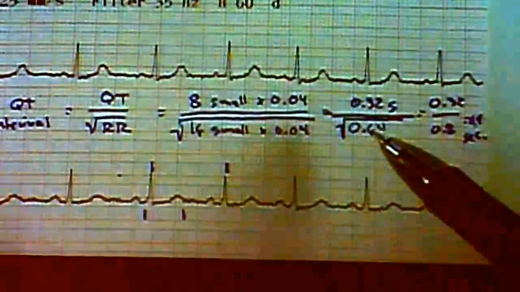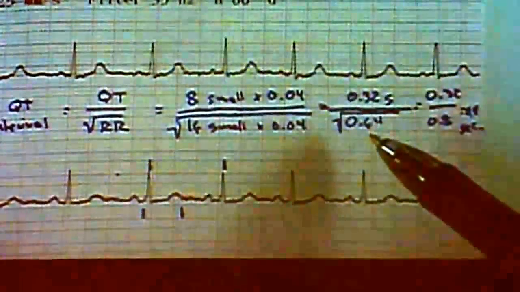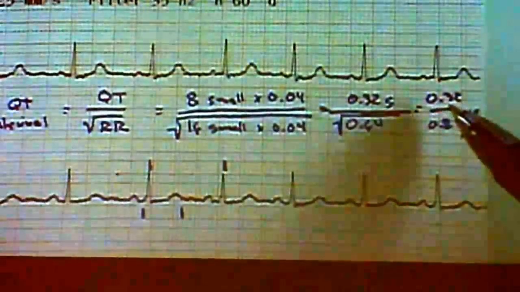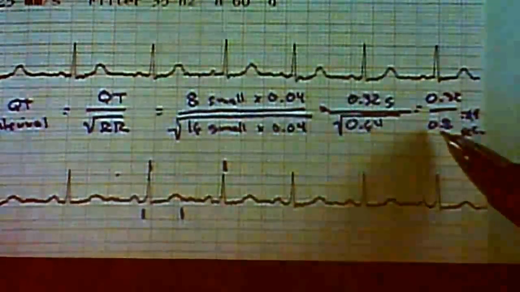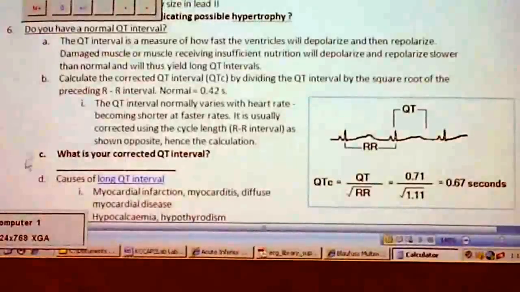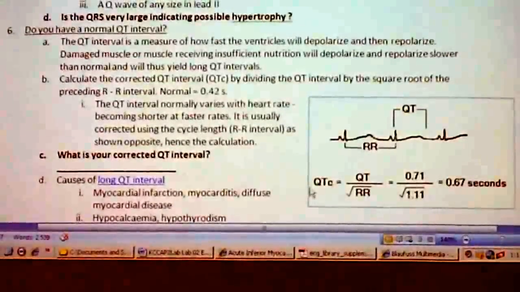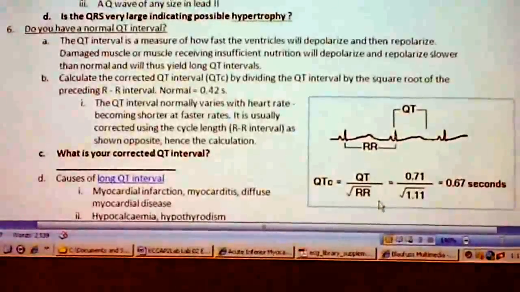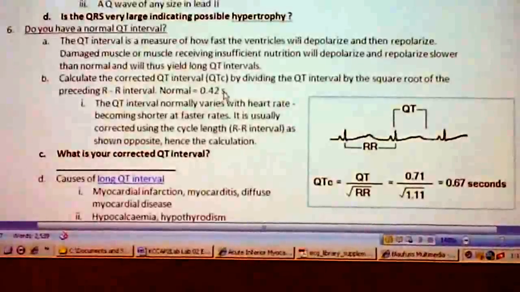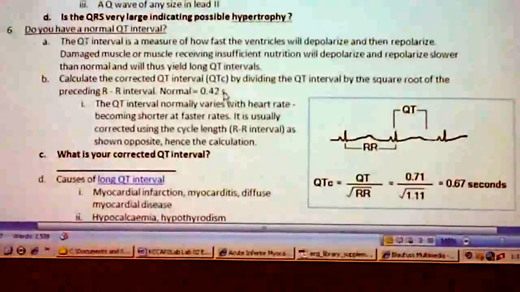If you need a calculator or a computer to do it, then take your number and take the square root of it. Now I'm going to take 0.32 divided by 0.8, and I got 0.4 seconds. So that's where you will put your corrected QT interval. We take QT divided by the square root of RR. Hopefully it gets somewhere around 0.4. Less is obviously okay. What you're worried about is too long of a QT.